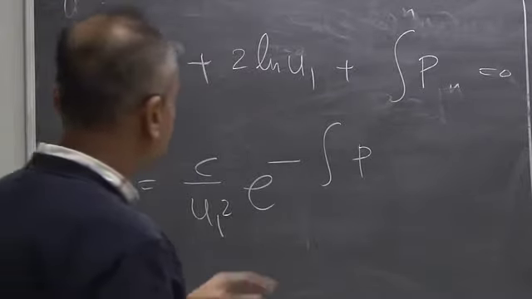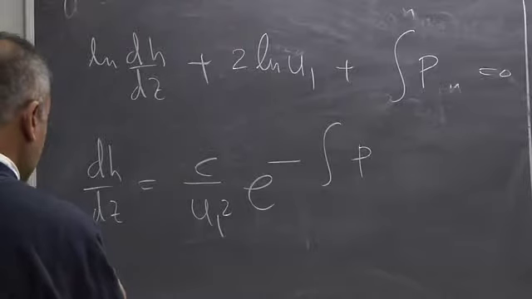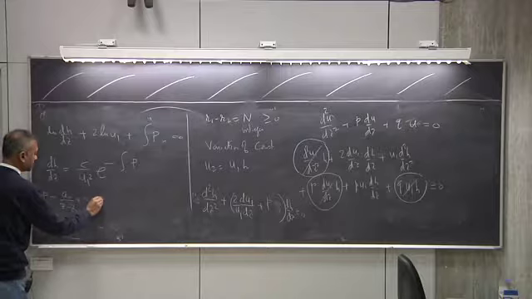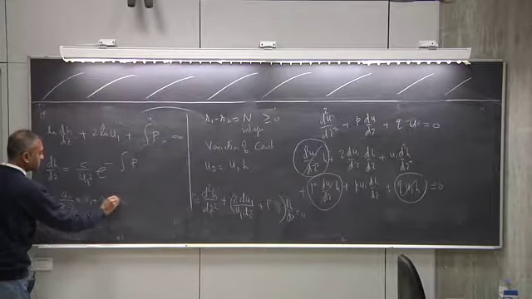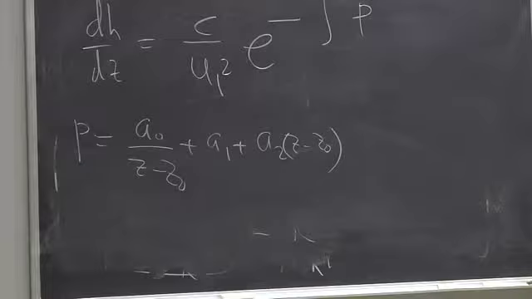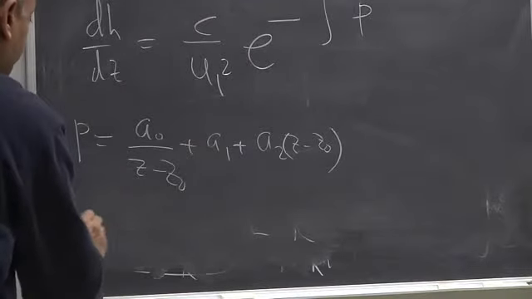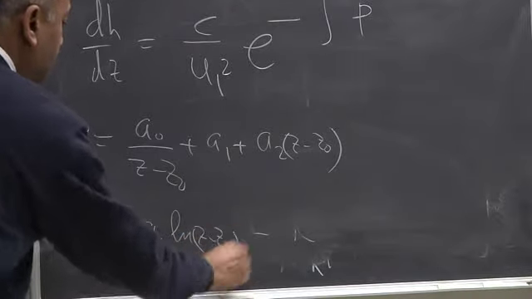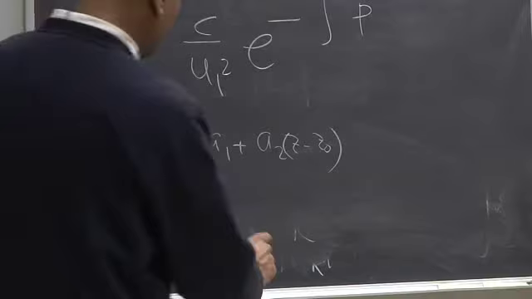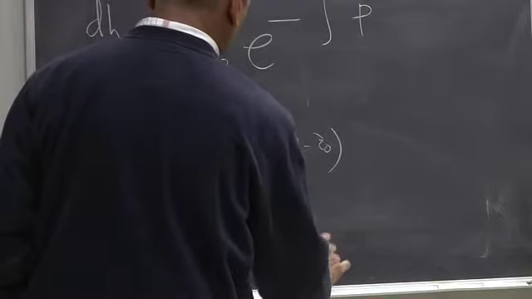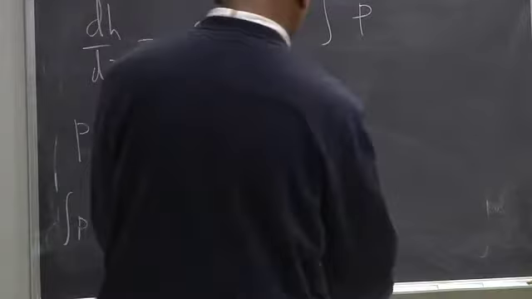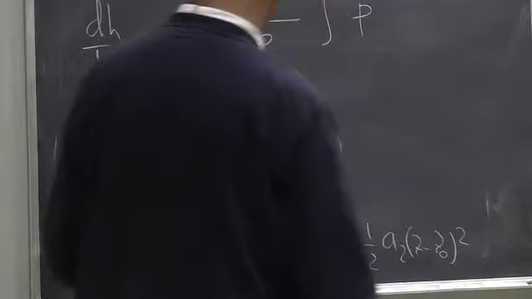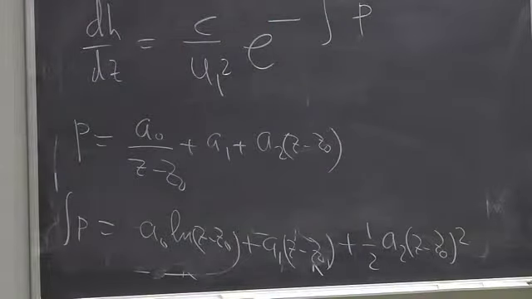So let's see. Now remember what P was. P was A0 over Z minus Z0 plus A1 plus A2 times Z minus Z0, etc. Right? The series. So when I integrate P, what is that? This gives you A0 log of Z minus Z0. Then A1 times Z minus Z0, I can write it like that. And then you get here plus 1/2 A2 times Z minus Z0 squared, etc.